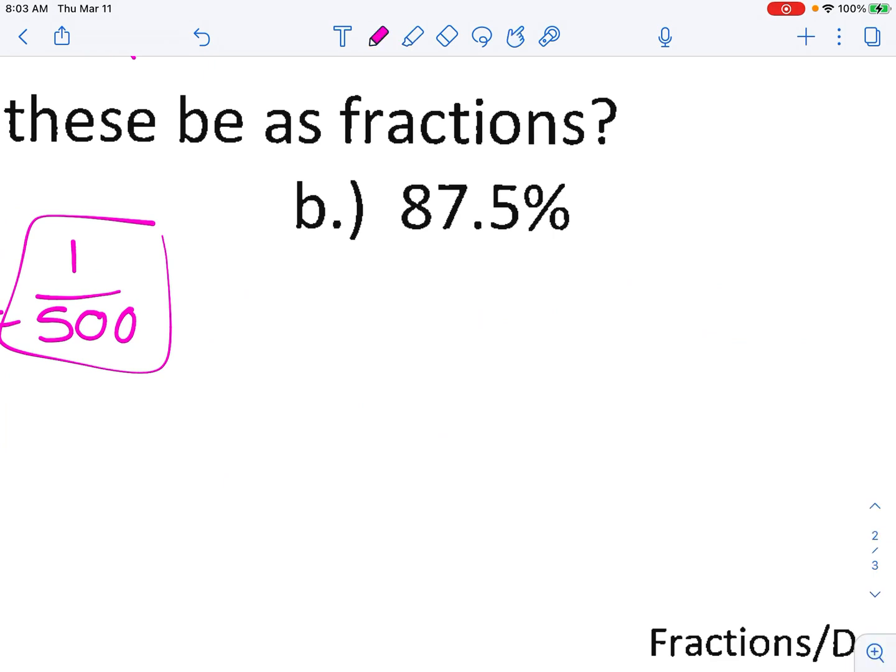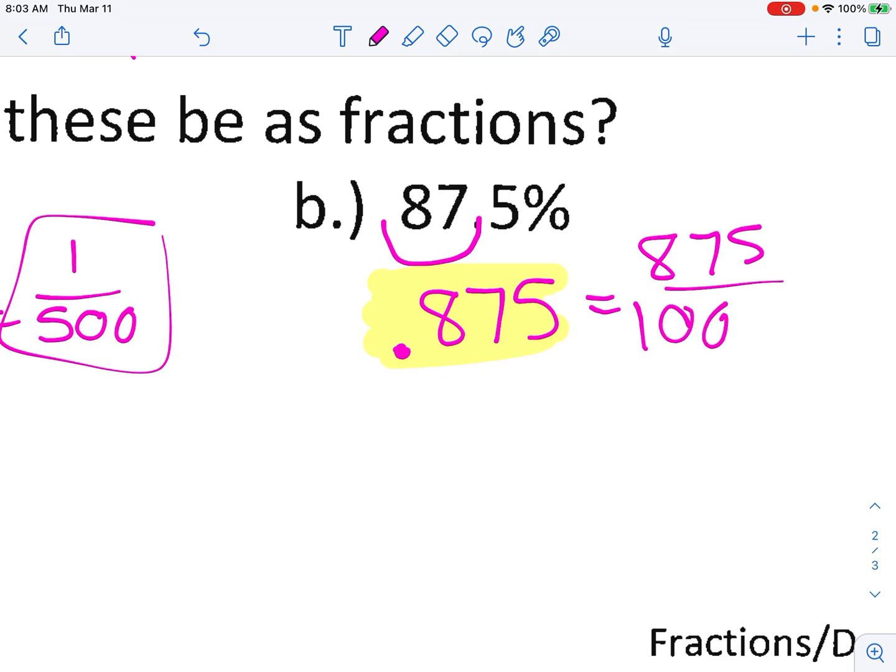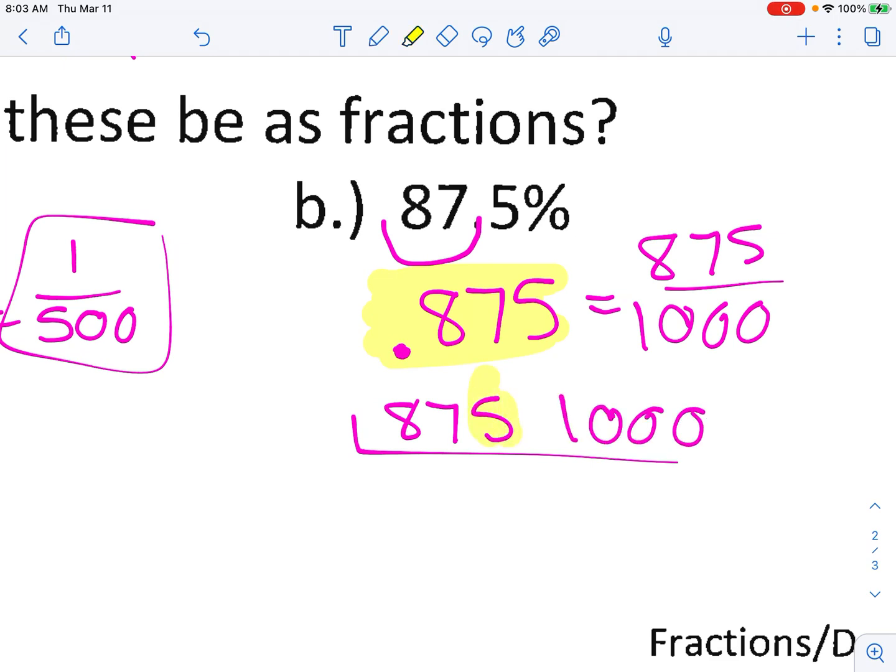Converting a percent to a decimal. First step, move that decimal 2 places to the left. So now we have 0.875. So this is read 875 thousandths. Make a division ladder. Numbers ending in 5s and 0s are divisible by 5. So 875 divided by 5 is 175. And 1,000 divided by 5 is 200.